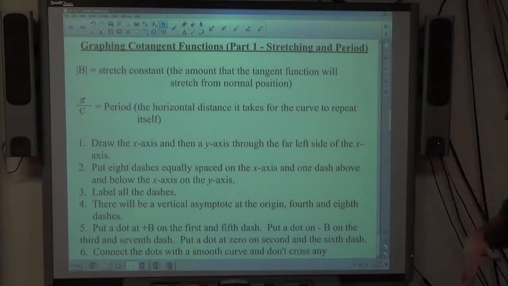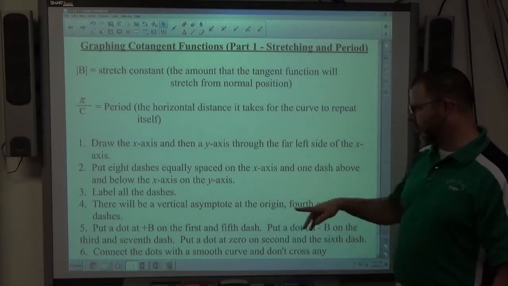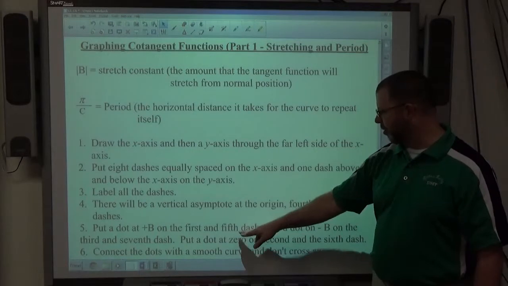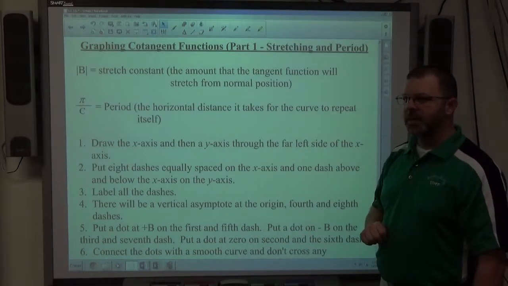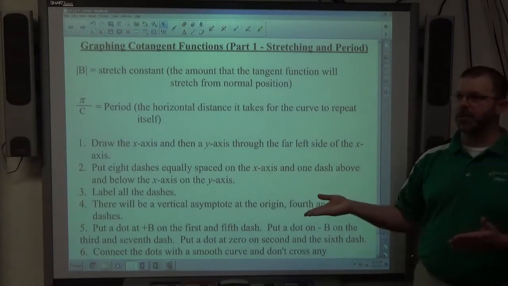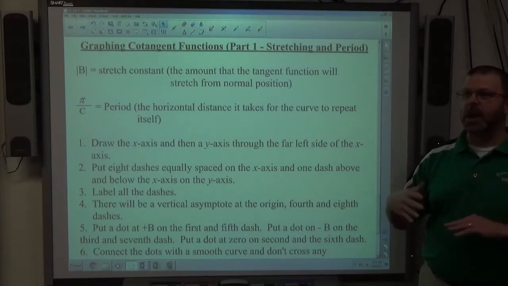Okay, the last example is a cotangent function, which is the exact same technique as a tangent function. The only difference is where the asymptotes are and the plus b's and minus b's. In fact, the only thing that's different is the asymptotes, because the first and fifth are still plus b, the third and seventh still minus b. You'd find if you're in the first quadrant, tangent and cotangent of 45 or pi over 4 is the same. Tangent, cotangent, 3 pi over 4 is the same. What's different is where the asymptotes are.